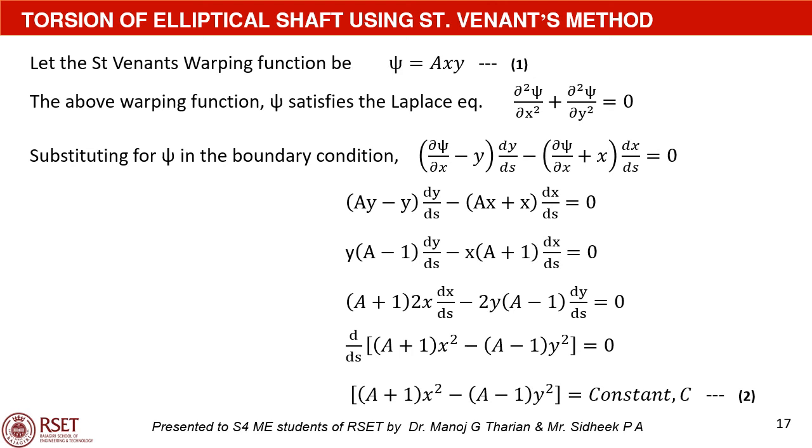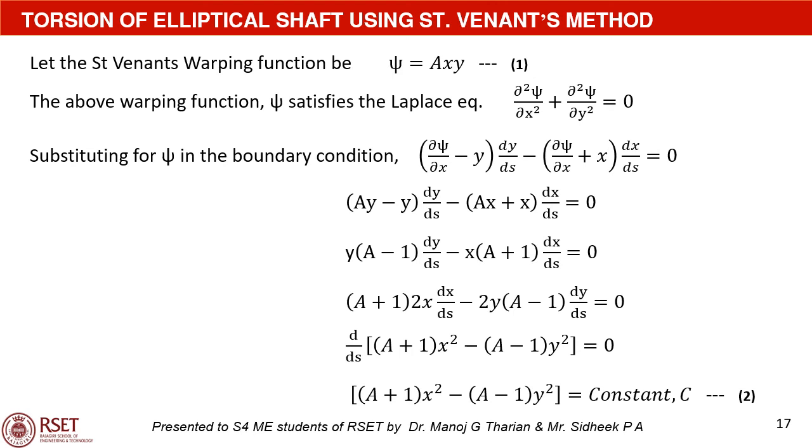We will apply the Saint-Venant method in the case of an elliptical shaft subjected to a torque T, and we will obtain the expression for the shear stress and the angle of twist per unit length theta. Let the Saint-Venant warping function psi be equal to A into xy, where A is a constant.